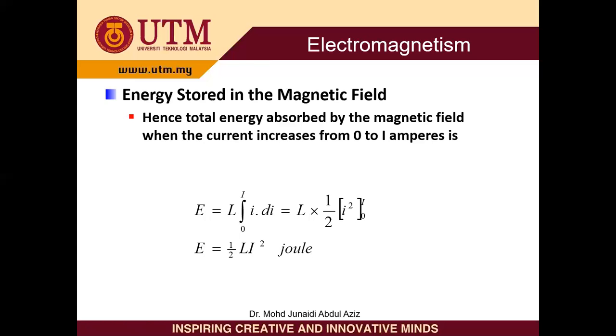And if you want to get the amount of energy stored inside the inductance when the current is increased from 0 to a value of I, you need to integrate the current. And finally, the energy stored inside an inductance, inside the magnetic field, can be calculated by using this equation: 1 over 2 multiplied by the inductance value times I squared.